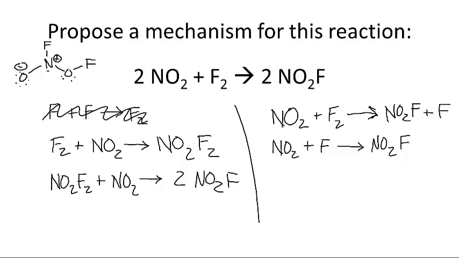So now, if I put those two together, it is going to give me the overall reaction because I have two NO2s on the left side. I have two NO2Fs on the right side. And I have F on both sides. That's going to cancel out. Also a viable mechanism. Question or another option? All right. Could we have another option?